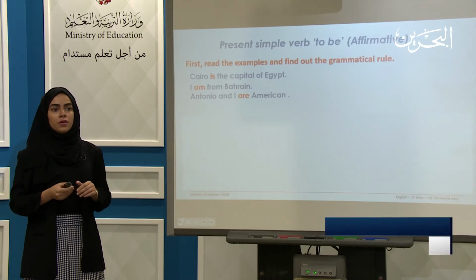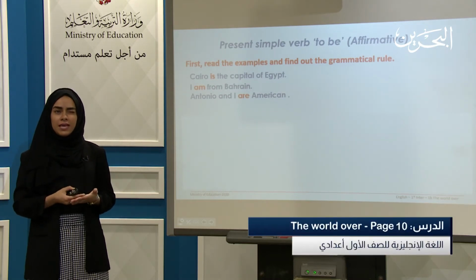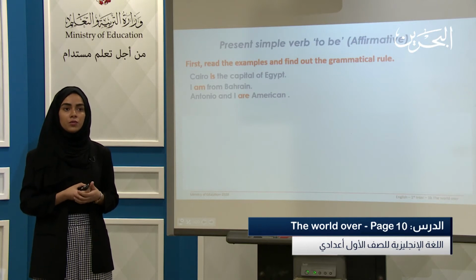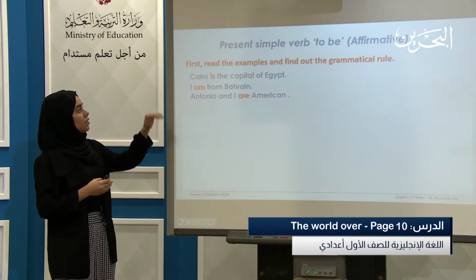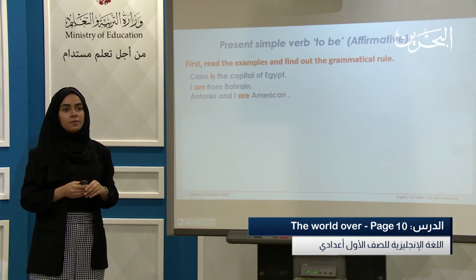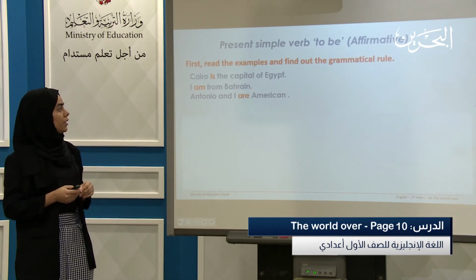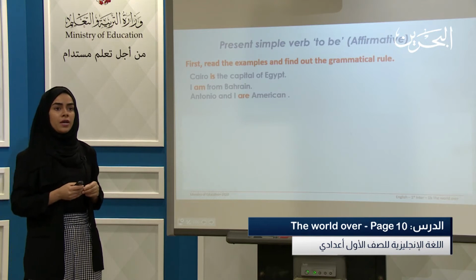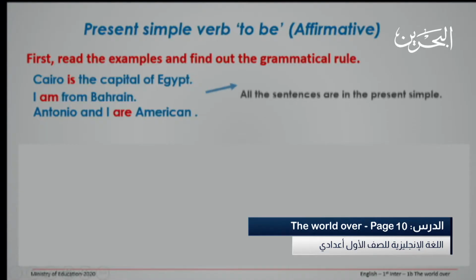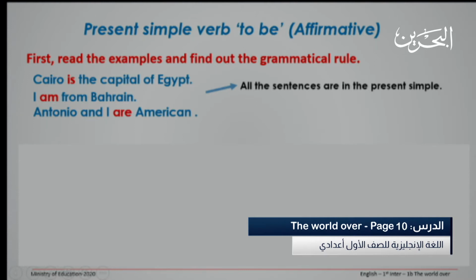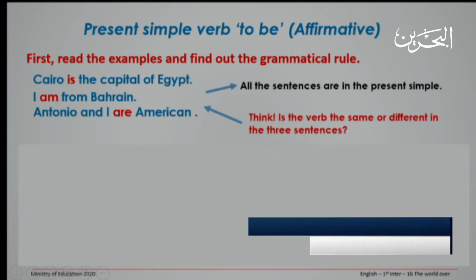Now, you're going to read the examples and find out the grammatical rule. You have 3 sentences. Cairo is the capital of Egypt. I am from Bahrain. And Antonia and I are American. Now, all the sentences are in the present simple tense. Now, look at the 3 verbs.